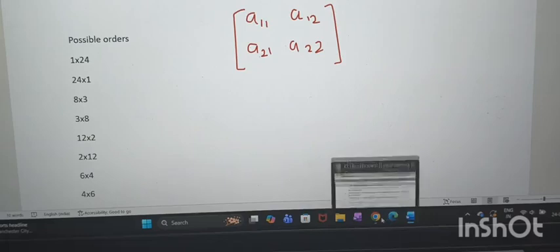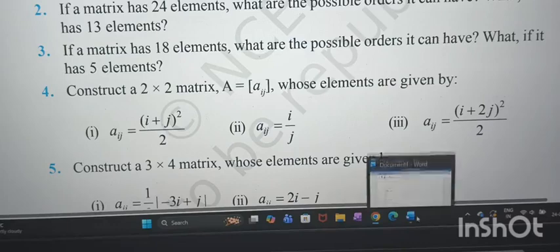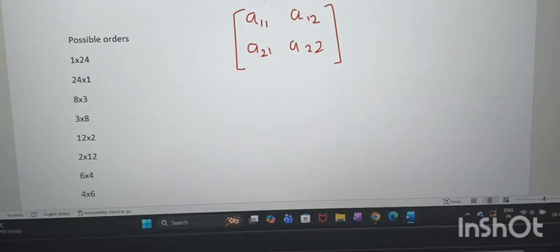So they have already given us an equation. So if you want to find the element, simply put the values. So if you want the first element, a11, simply put 1 plus 1 whole square divided by 2. So that is what we are going to do over here. So if I want this element, they've already told us that it's i plus j whole square divided by 2.